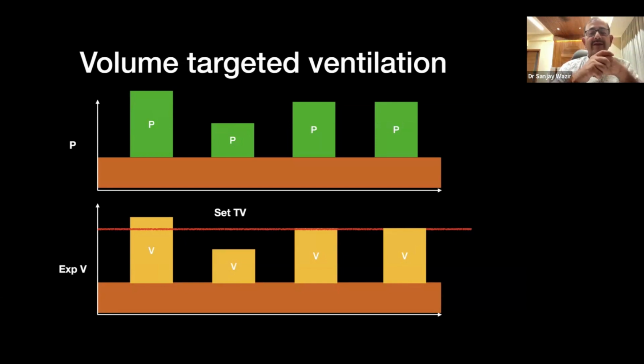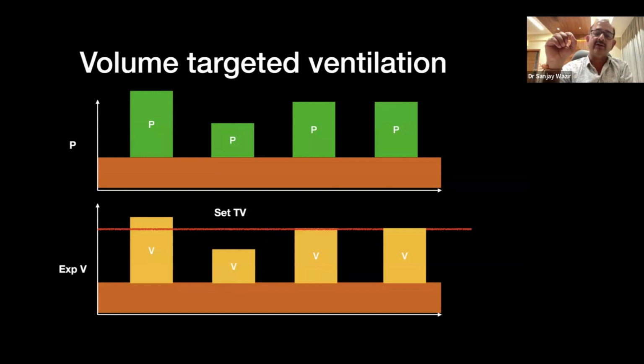Suppose you set 5 ml as the target volume. The ventilator senses through the flow sensor that the tidal volume of the first breath was 6 ml. Based on this expired tidal volume, it says, probably you don't need to give that much pressure, please reduce the pressure. Previously you used 18, this time I'll give you 2 or 3 less, say 15.